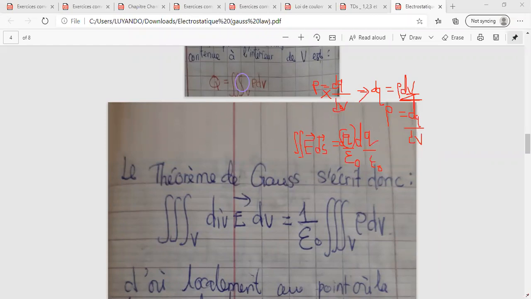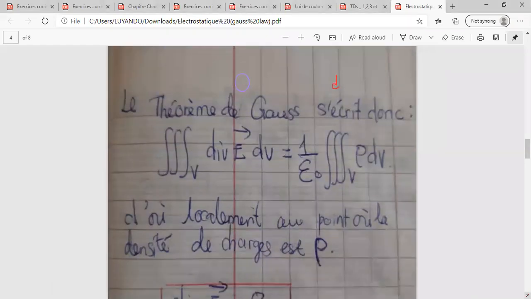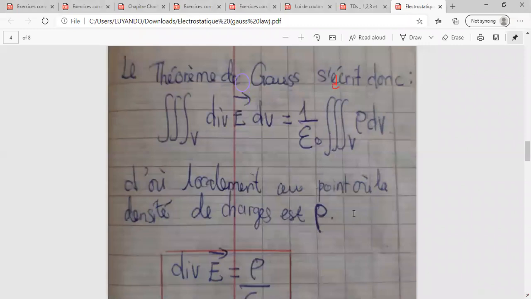Yeah, so from there, let me wrap this. Where, localement, au point où la densité de charge is equal to rho. So now we're going to have our actual formula from what we have here. Let me just bring it back again. So we've established how that is going to give us that. So if we integrate this, we're going to have rho.